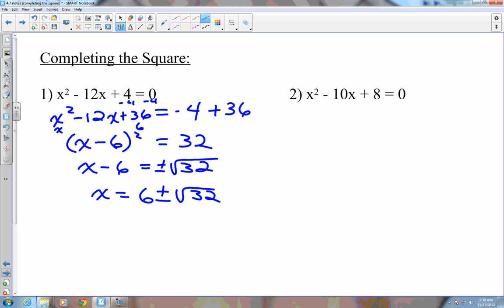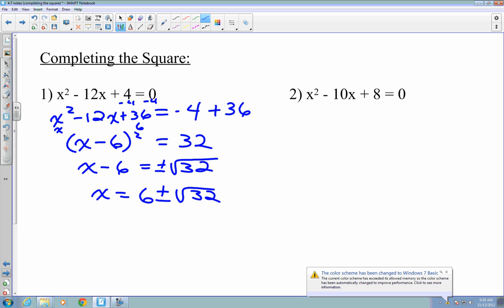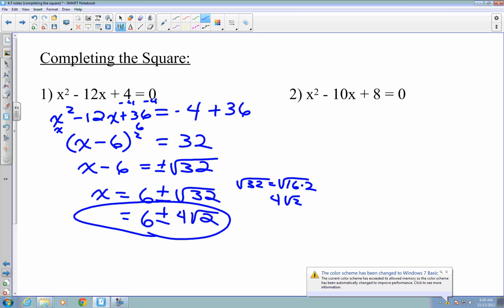I can still simplify that number under the radical. What perfect square goes into 32? 4 does. There's a bigger one. 16. 16 goes in there. Okay? So, root 32 equals 16 times 2, which is 4 root 2. So I'm going to write this as 6 plus or minus 4 root 2. So I have 6 plus 4 root 2 and 6 minus 4 root 2 for my two solutions.